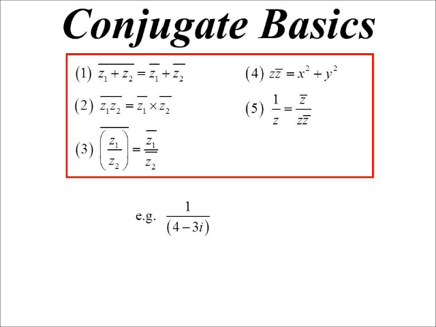So if I want to find the reciprocal of 4 minus 3i, I can say, oh well, that's 4 plus 3i on 25. And so my answer is 4 on 25 plus 3 on 25i. So the conjugate on the sum of two squares.